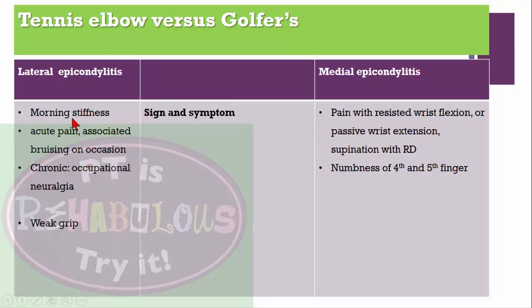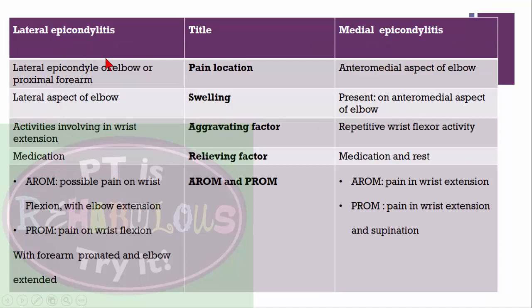In lateral epicondylitis, the patient has morning stiffness, and acute pain is associated. If it is acute, that will be associated with bruising on occasion. If it is chronic, that may be due to occupational neuralgia, and weakness of grip is there. Then the patient has symptoms located at the lateral epicondyle or proximal forearm. Swelling is present at the lateral aspect of the elbow. Aggravating factors are repetitive activities which involve extension. Medication can relieve the pain and rest can also relieve the pain, especially rest with splinting.